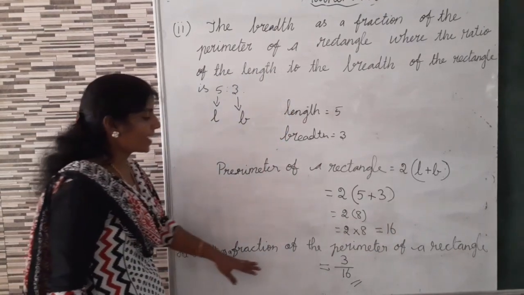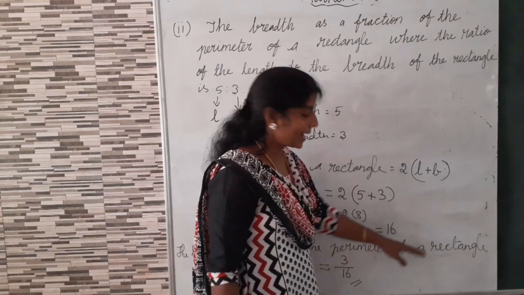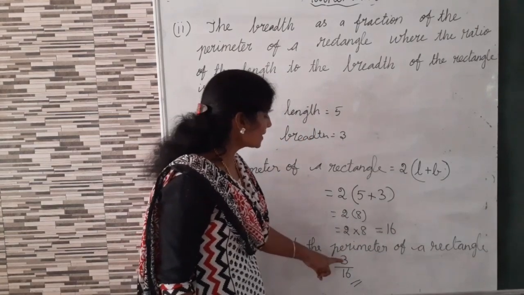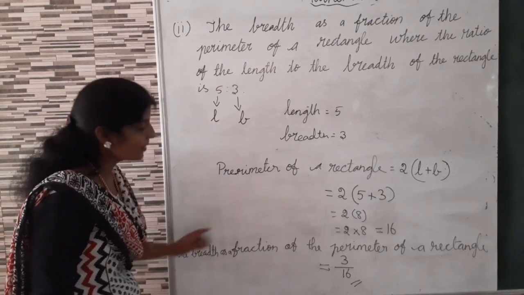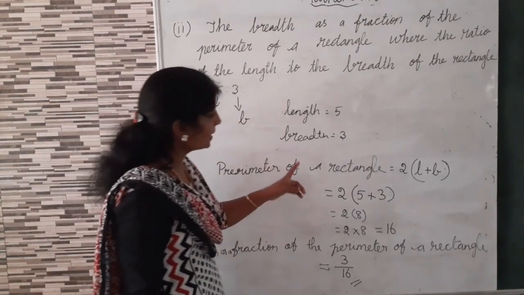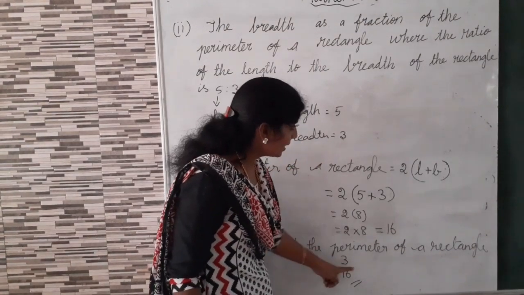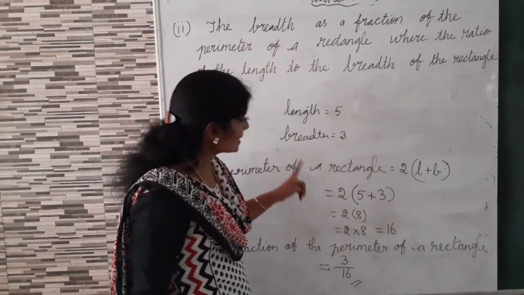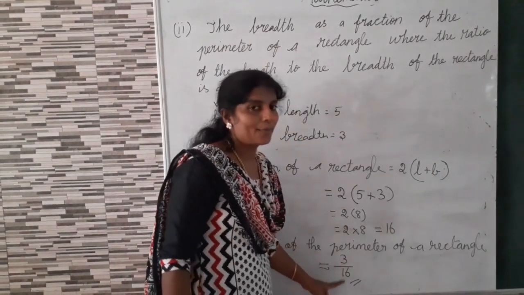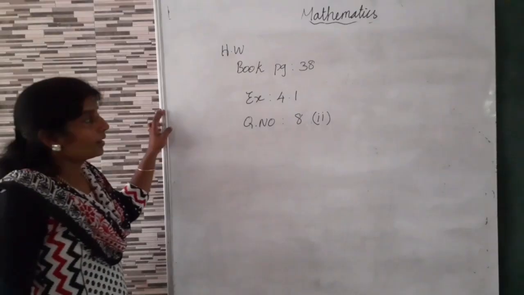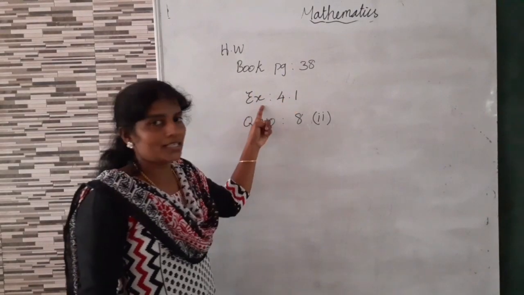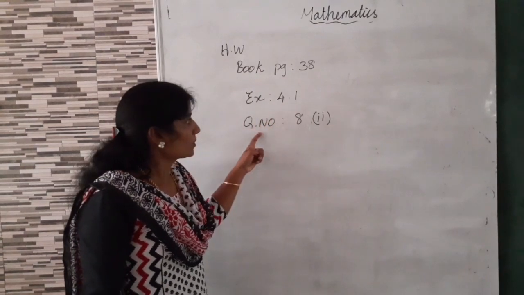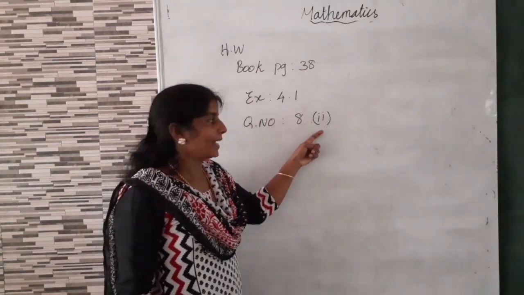The breadth as a fraction of a perimeter of a rectangle is equal to, what is the breadth? Here given breadth. We want to write the fraction from breadth as a fraction, isn't it? Breadth. What is breadth? 3. So 3 divided by the perimeter 16. So 3 by 16. Today's homework, book page number 38, exercise 4.1, question number 8, second question.